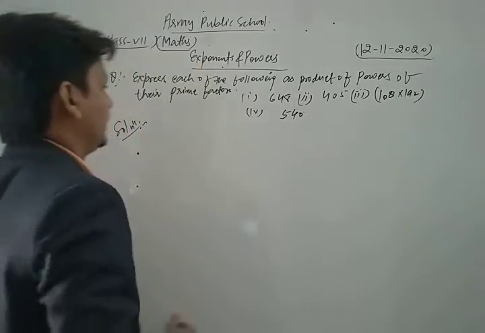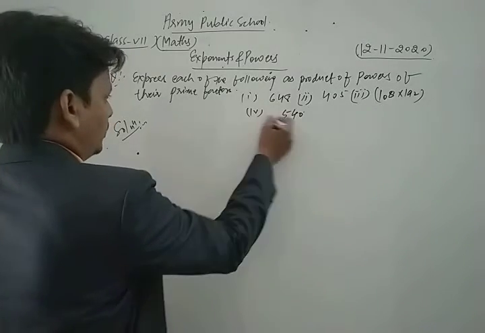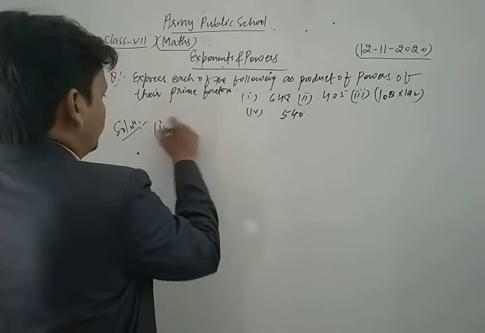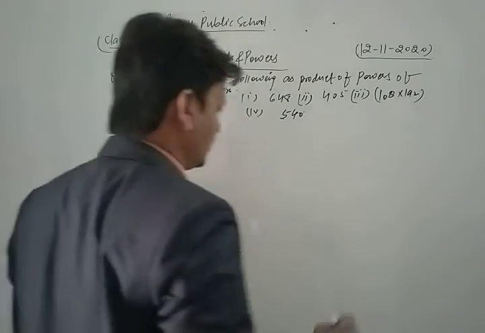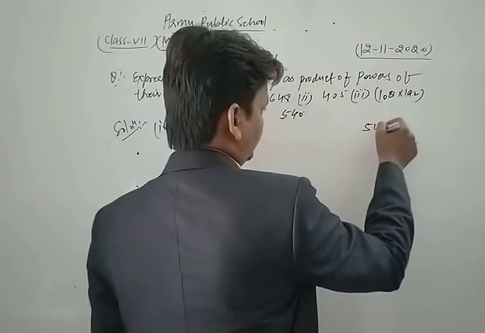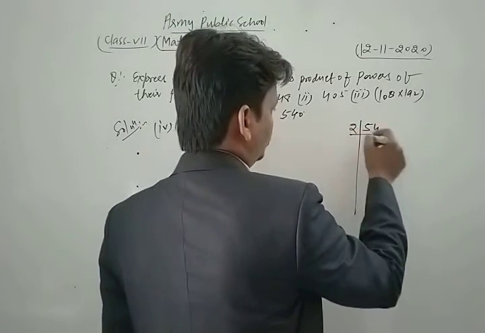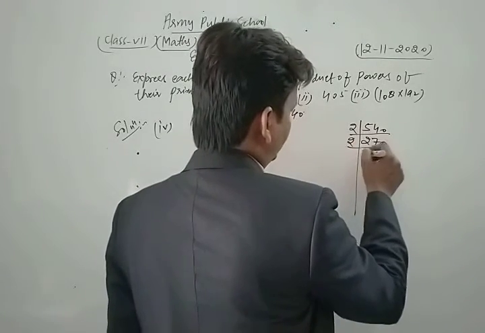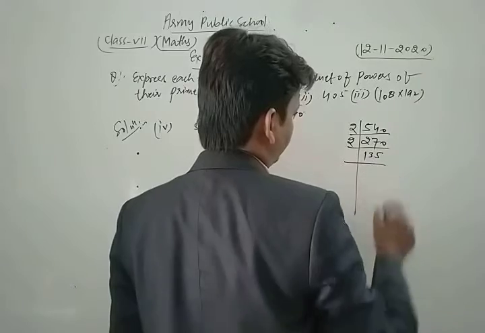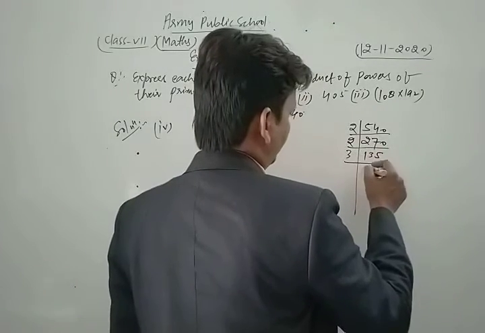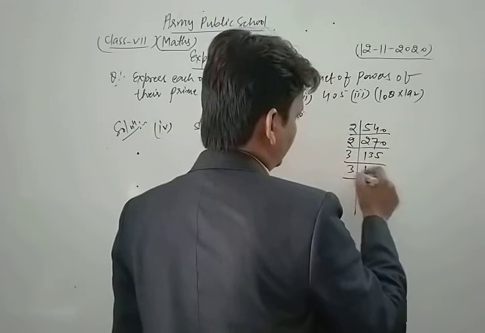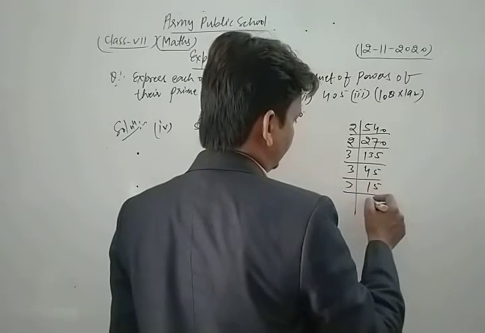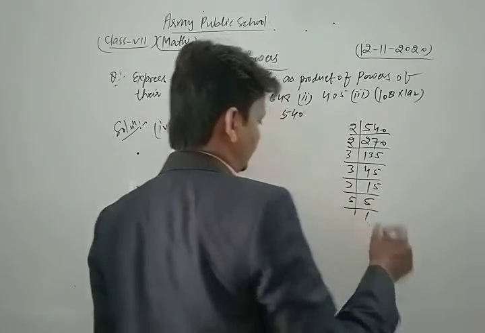Now we take and solve the last part of this question, which is 540. Now similarly we do prime factorization. Let's see, by 2: 2 2s are 4, 2 7s are 14, again by 2: 2 1s are 2, 2 3s are 6, 2 5s are 10. Now by 3: 3 4s are 12, 3 5s are 15, 3 15, again by 3 5, then finally 5.